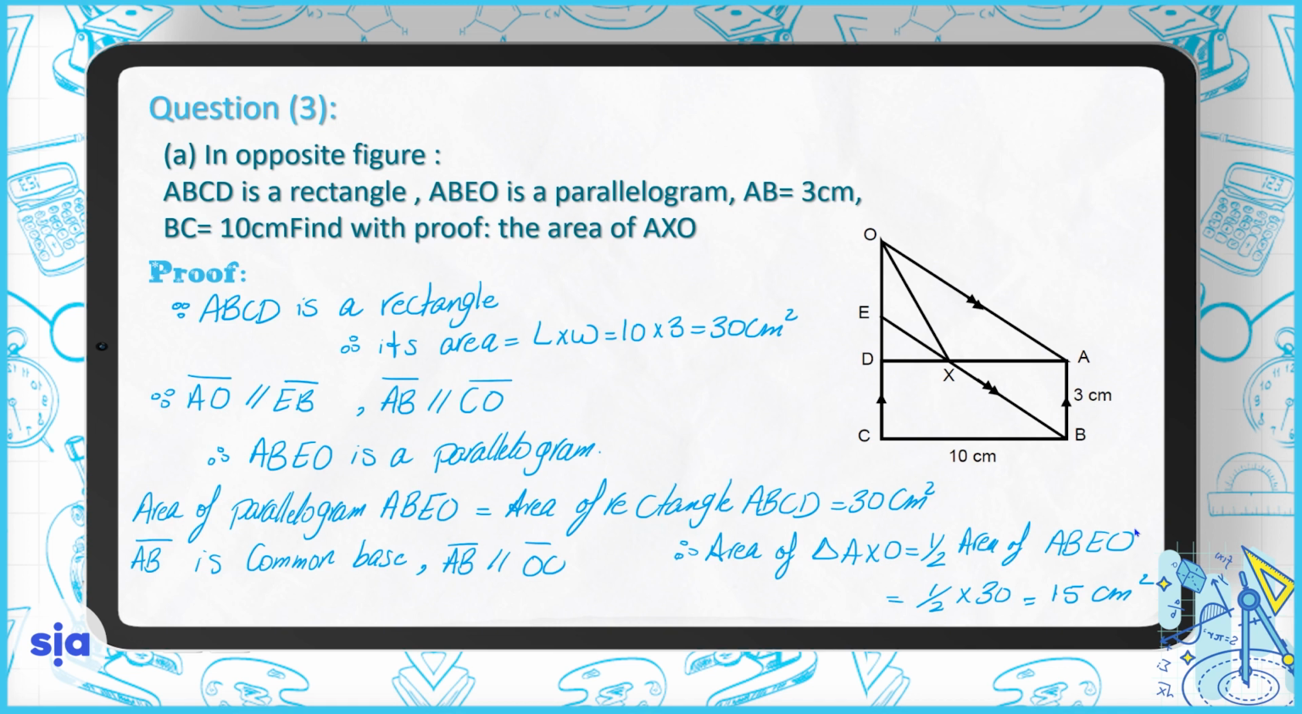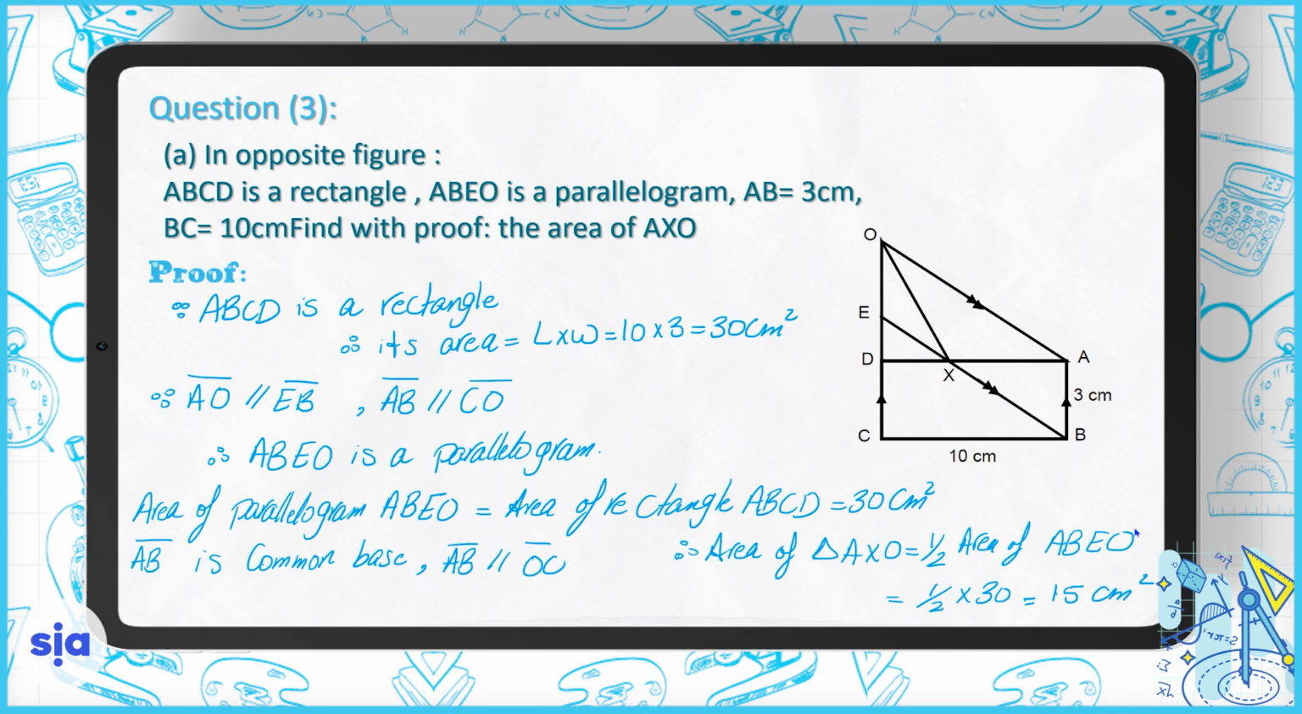Since it's given that AO is parallel to EB and AB is parallel to CO, therefore ABEO is a parallelogram. Then the area of the parallelogram ABEO is equal to the area of the rectangle ABCD, which is 30 centimeters squared.